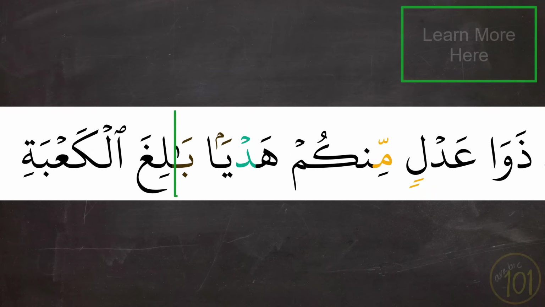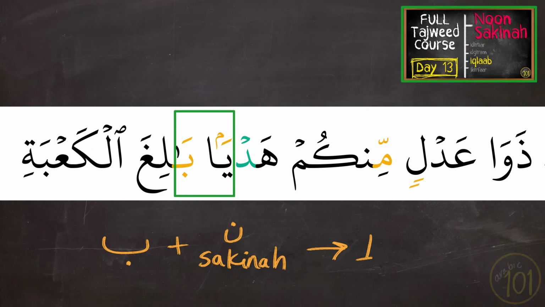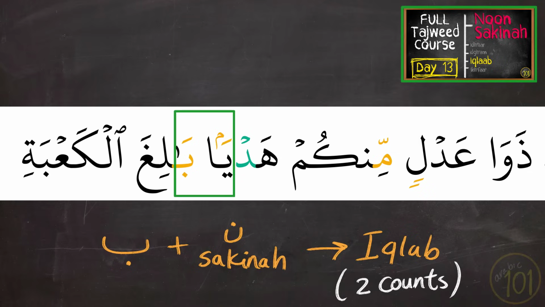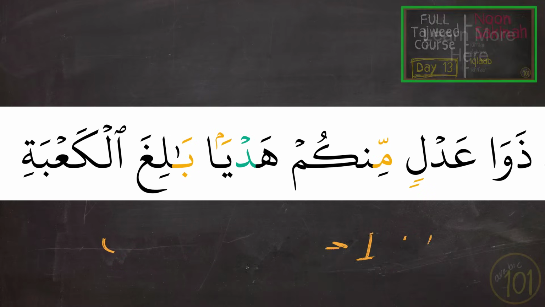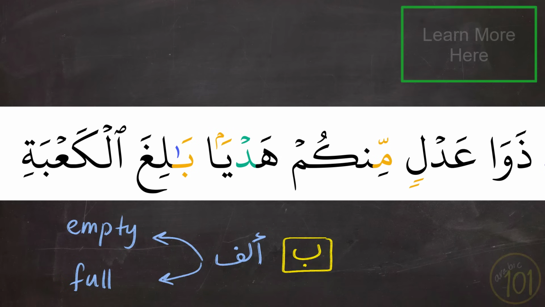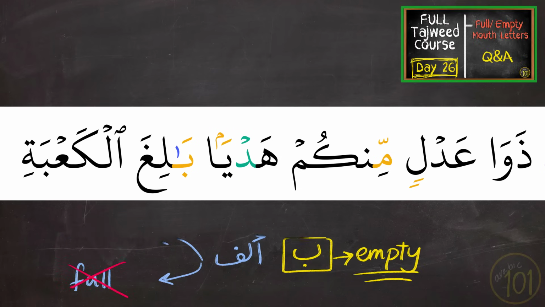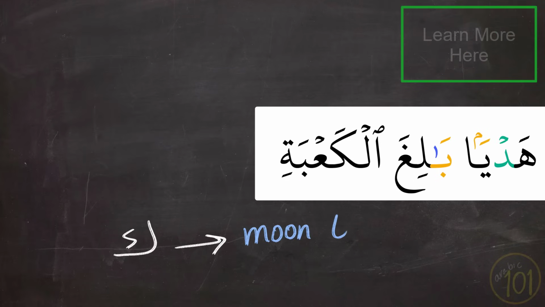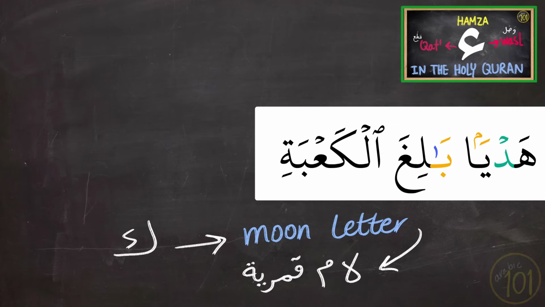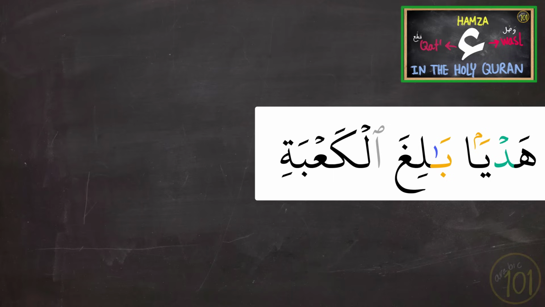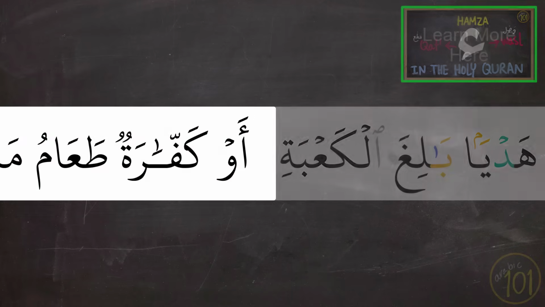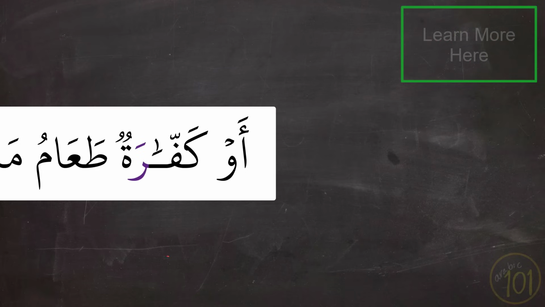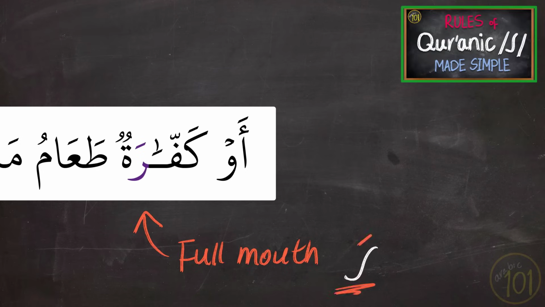And at the end of the word هدية, we have إقلاب, because the next word that comes after it starts with ba. So pronouncing it with the qalqala and iqlab at the end of it will be هديا بالغ. And in the word بالغ, we have alif that is empty mouth, and we say ba, not ba. The word al-Kaaba contains lam qamariya, so we should pronounce it and say بالغ الكعبة. But the hamza at the beginning of it is hamzat wasl, so it will be dropped if you keep on reading. Then the word كفارة contains ra that is full mouth, so we say كفارة.